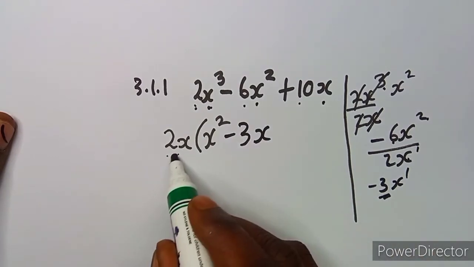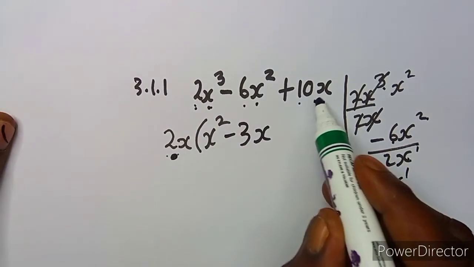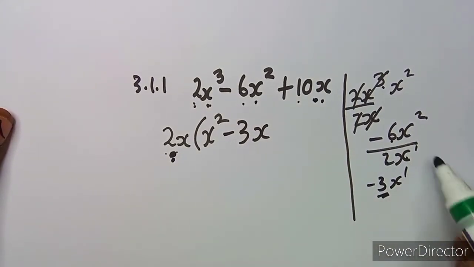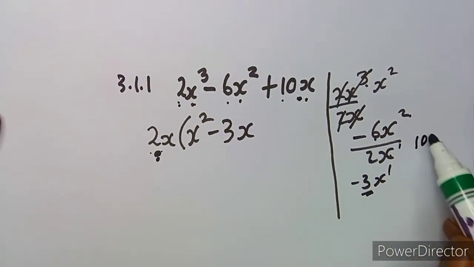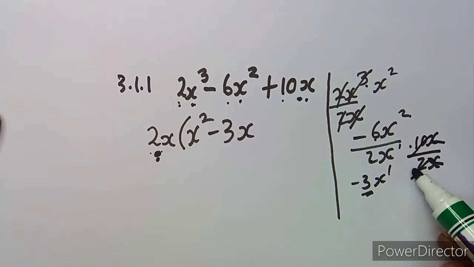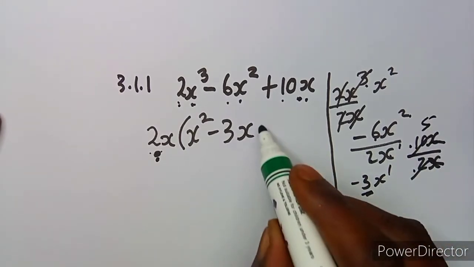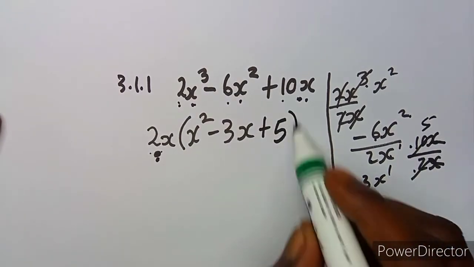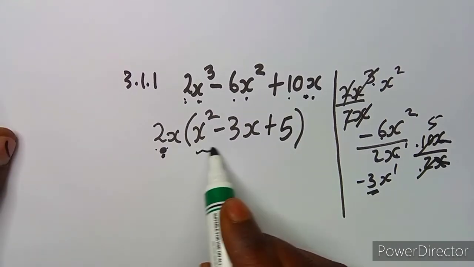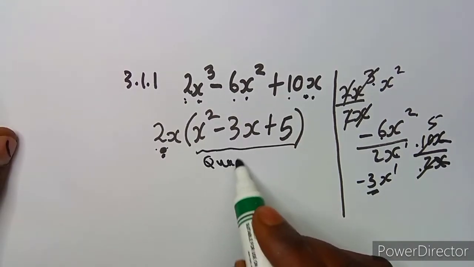So the part that you factor out is the one that you divide by. So it's 10x divided by 2x. So x and x will cancel. 10 divided by 2 is 5. So you're going to obtain plus 5 like this. All right. I have factored out 2x, but this is not enough. Why? Because inside this bracket, I'm left with a quadratic expression.